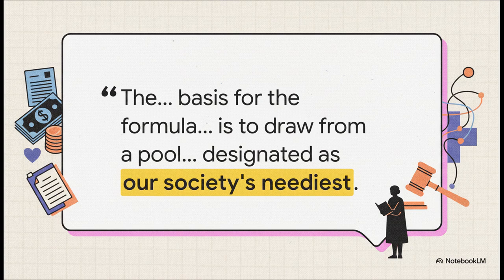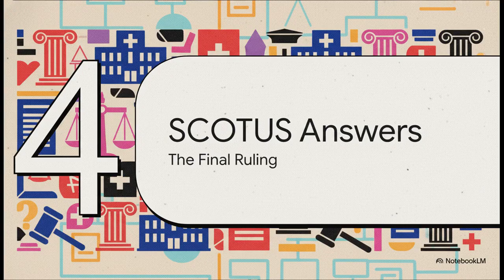She basically said, look, the whole reason the formula uses SSI is to tap into this existing list of people who are already officially designated as our society's neediest. It's not about whether they got a check in March, it's about their overall status as being financially vulnerable. So after years and years of fighting this out in lower courts, the case finally landed at the Supreme Court.